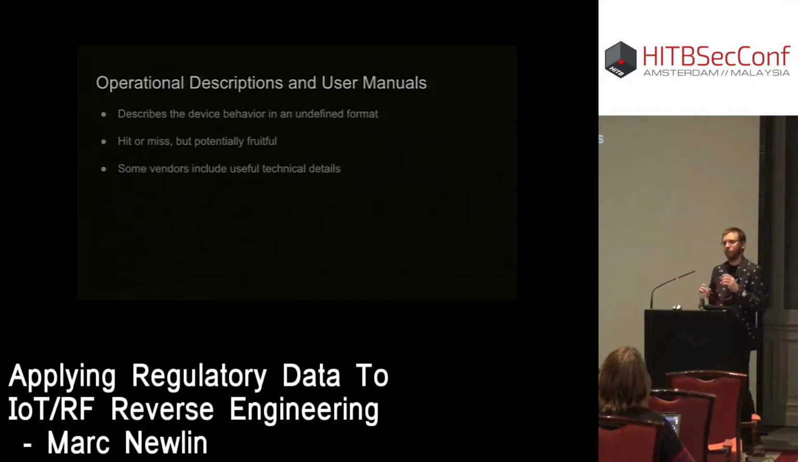So operational descriptions and user manuals, again, really hit or miss. The operational descriptions will say, on a high level, how this device operates. Sometimes it will include transceiver information, physical layer operating characteristics, but as far as I can tell, there isn't any good structure for what this data has to be. And user manual, same thing. I mean, oftentimes it's customer-facing, how do you use this? Oftentimes it has good technical depth.